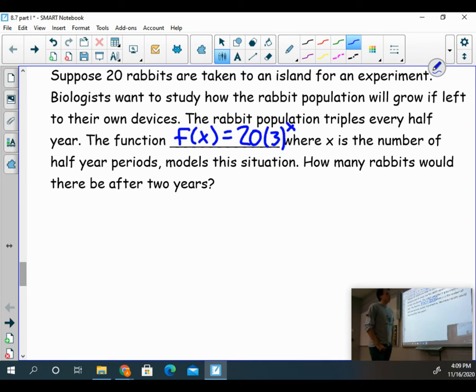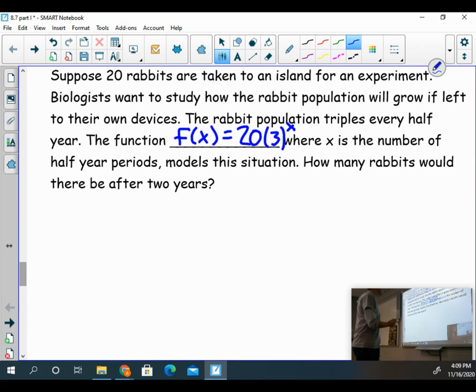And I might not be sure what that f of x means. Please note, we'll learn about f of x a little bit later. Okay, we had to skip that chapter in the interest of time. But just know for now that f of x is a fancy way of saying y. So y equals 20 times 3 to the x.